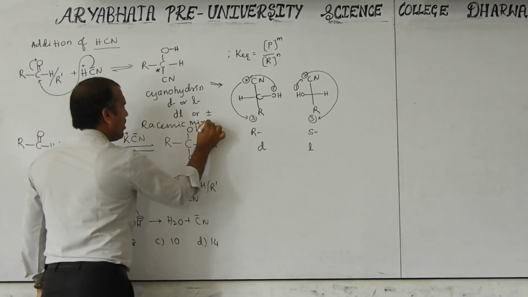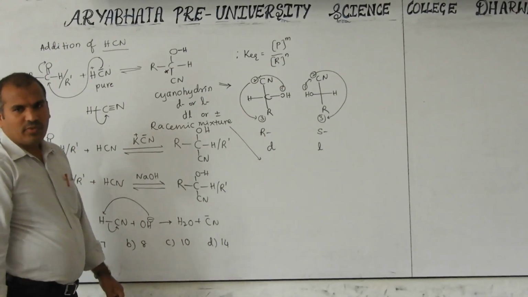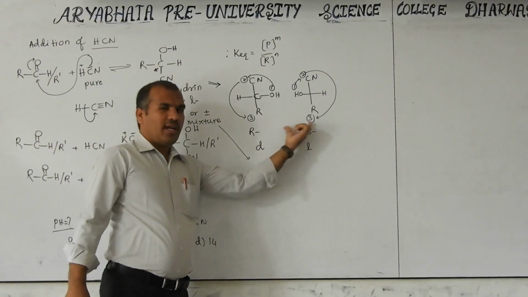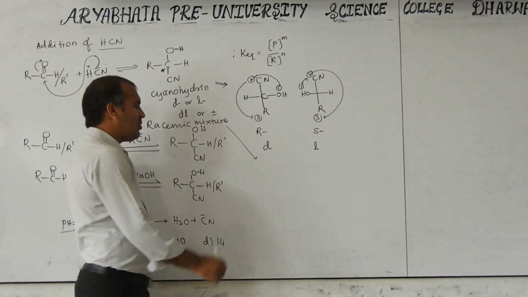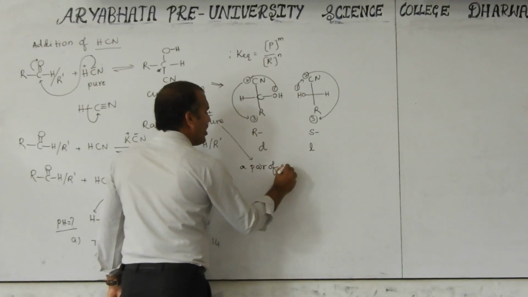Racemic mixture. Racemic mixture meaning what? A pair of enantiomers. This is one pair of enantiomers. Molecular formula same, but one is D, another is L. That's what is called a pair of enantiomers.